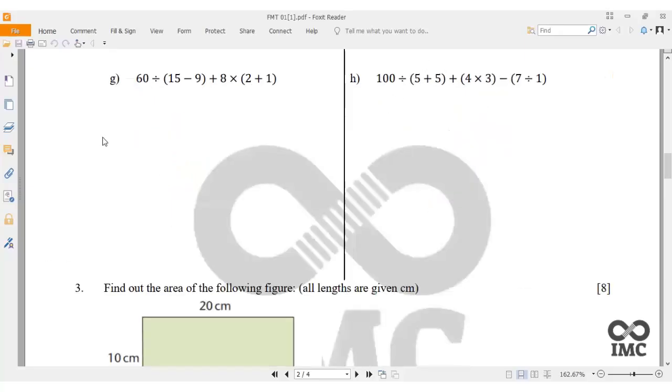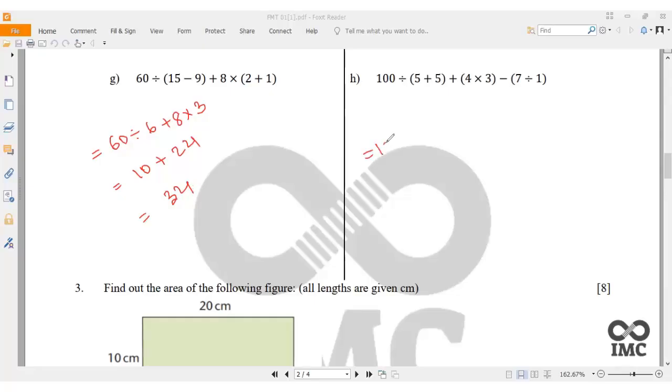Number G. Number G says 60 divided by 15 minus 9. So 60 divided by 15 minus 9 will be 6 plus 8 multiplied by 2 plus 1, that will be 3. Now 60 divided by 6 will be 10 plus 3 eights are 24. So 10 plus 24 will be 34. And that is the solution of question number G.